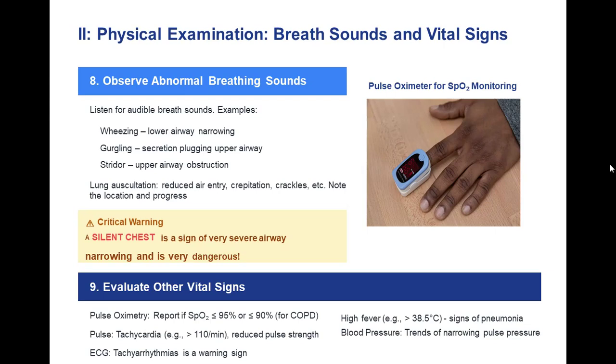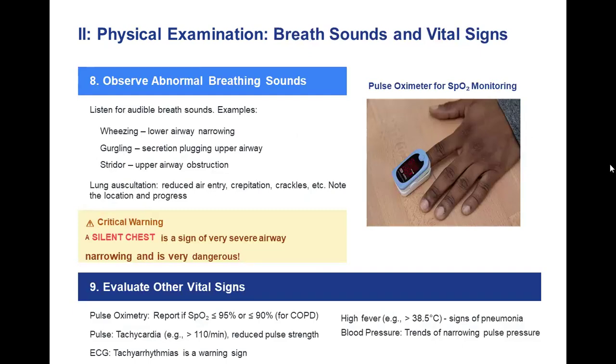Finally, heed this critical warning: a silent chest, meaning you hear no air movement despite the patient's effort, is one of the most dangerous signs. It indicates very severe airway narrowing where air is no longer moving significantly, as in respiratory arrest.